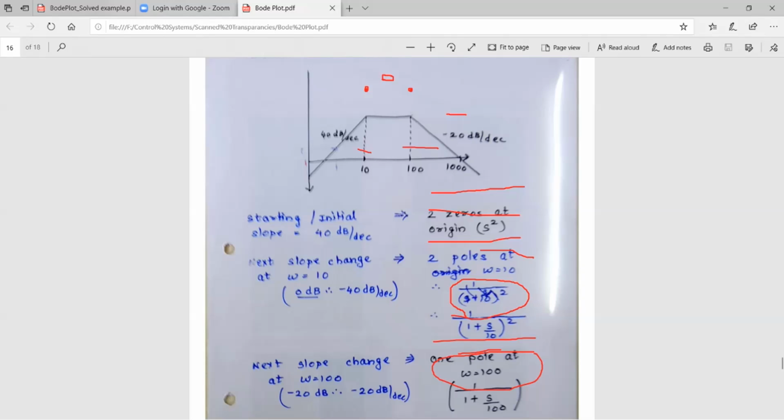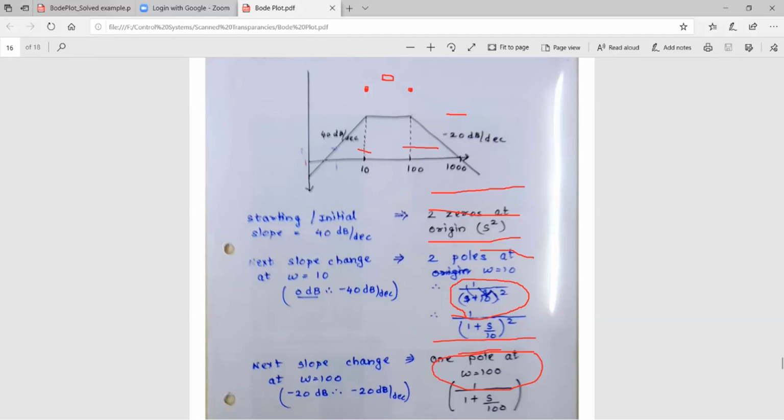Now at omega equal to 1, suppose you consider that this point is omega equal to 1. At this point, how will you calculate the value of K? For that, you need some information here. How much is the magnitude value here? With the help of that, you will be able to calculate K. That can be shown in another problem probably. But I think this part is clear to you.